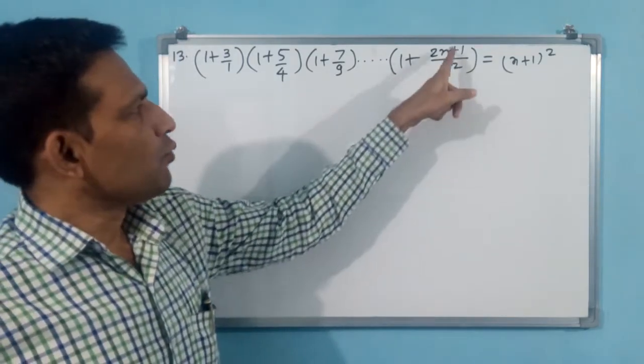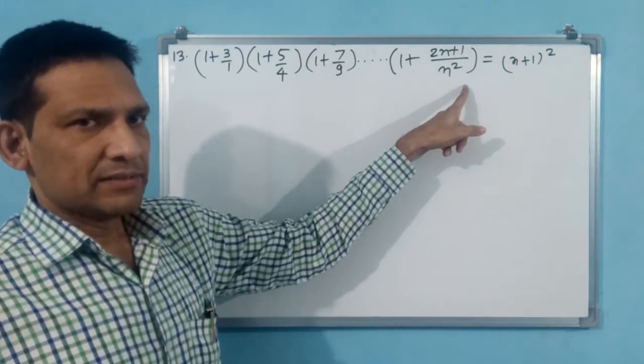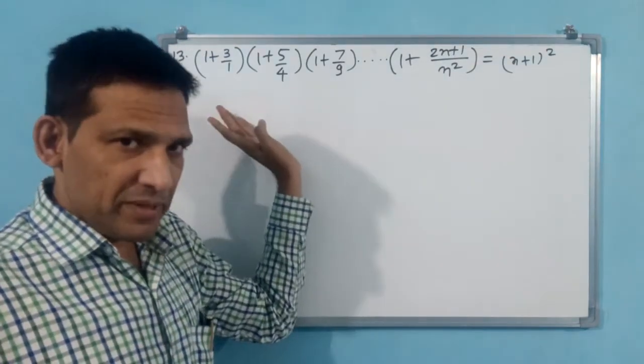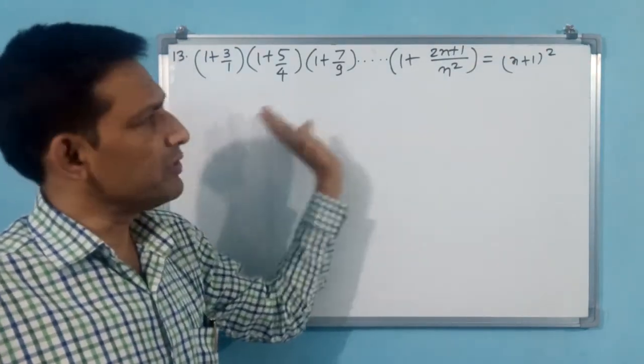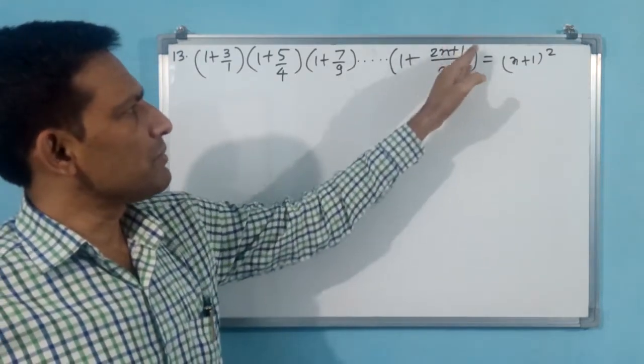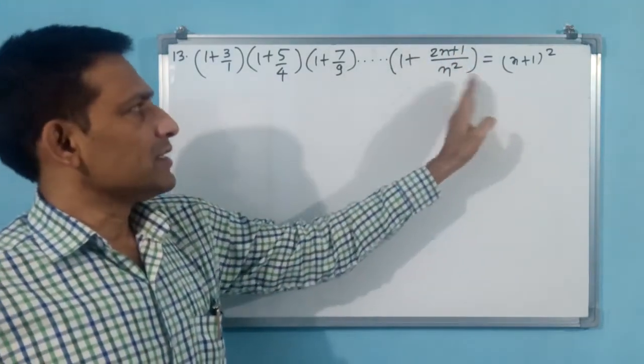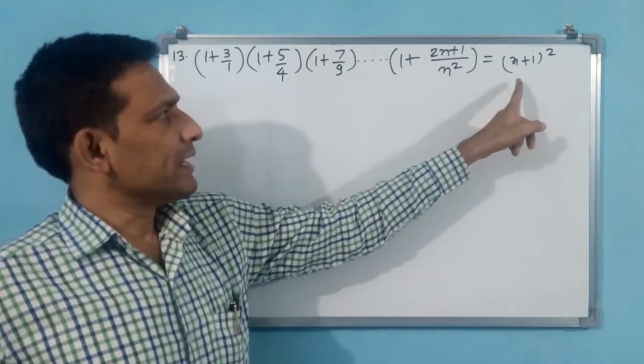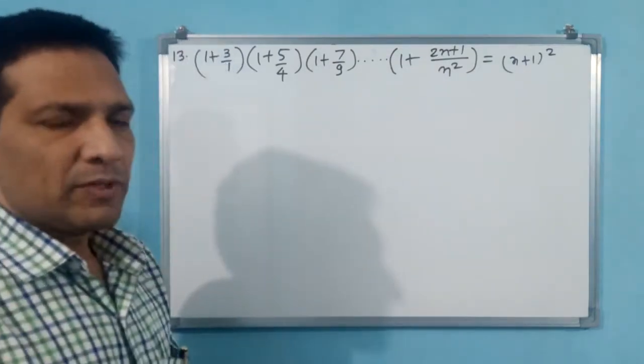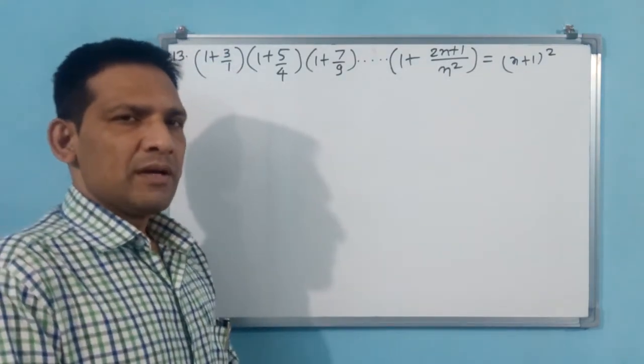1 plus 2n plus 1 by n square. That means this multiplication series will go up to 1 plus 2n plus 1 by n square, and that is equal to what we have to prove: n plus 1 whole square. Okay, this has to be proved by mathematical induction.